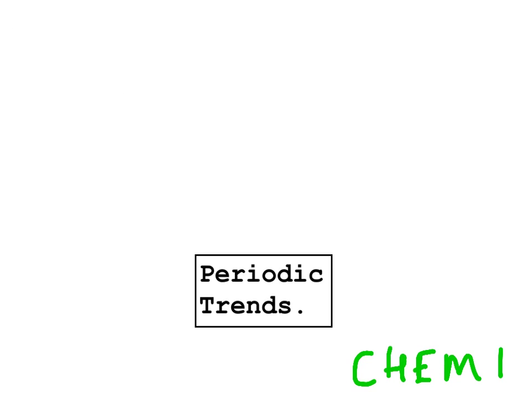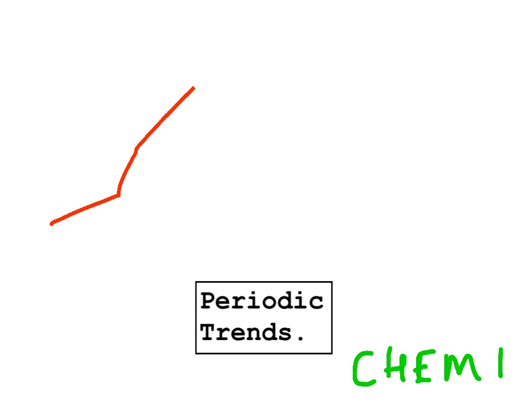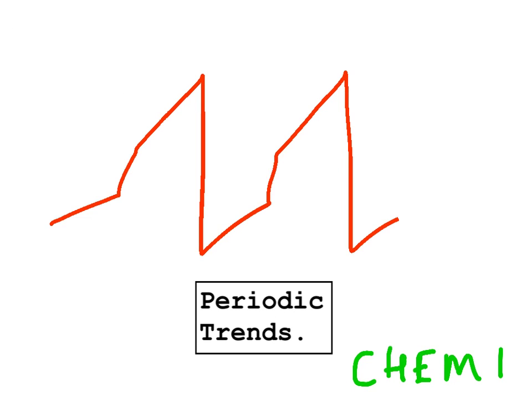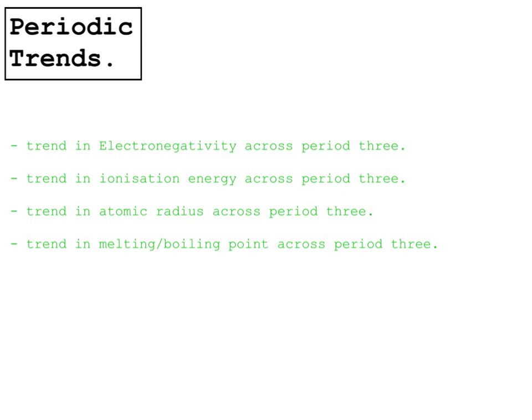In this video we're going to be revising periodic trends. Periodic trends is a topic where you have to know various trends across period 3. They're both the trend and the reason for them. So the first one is the trend in electronegativity, the trend in ionization energy, trend in atomic radius, and the trend in melting point and boiling point. The trend and the reason are the same for melting and boiling point.